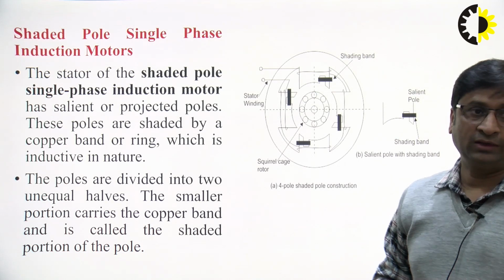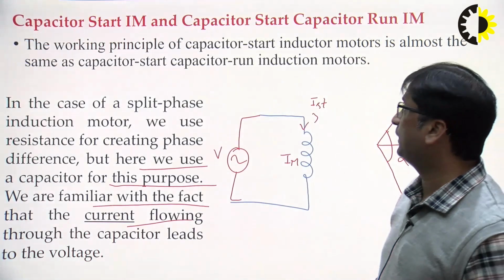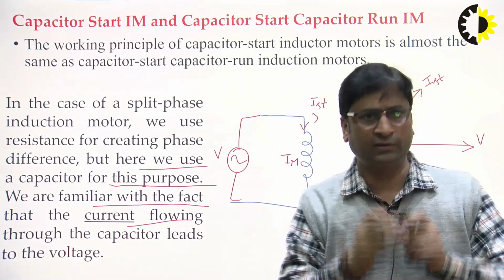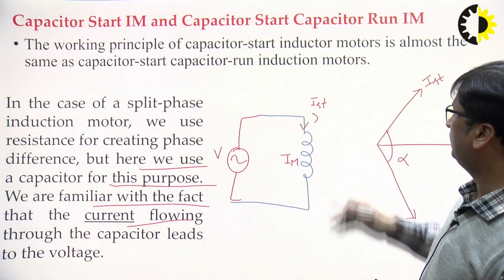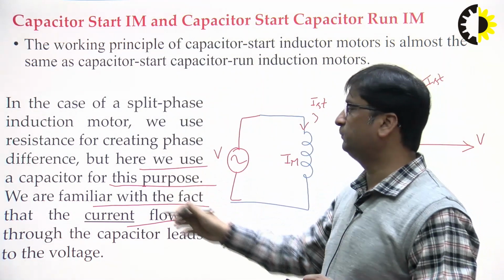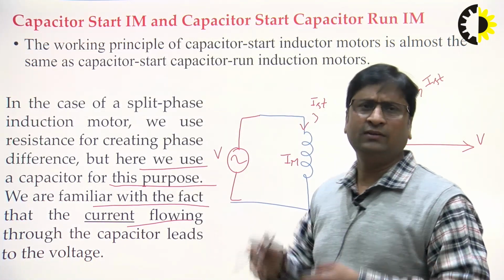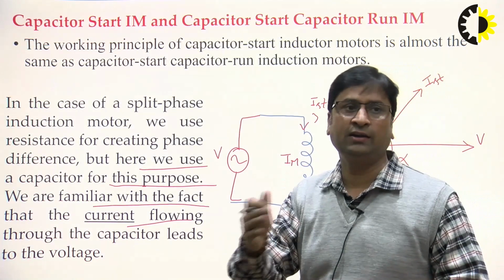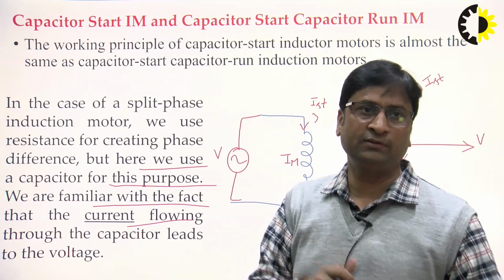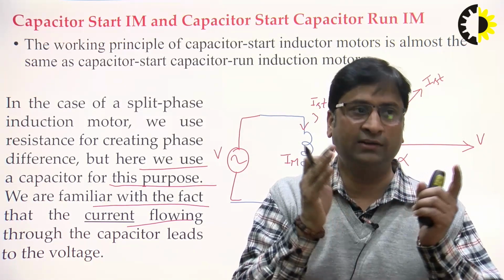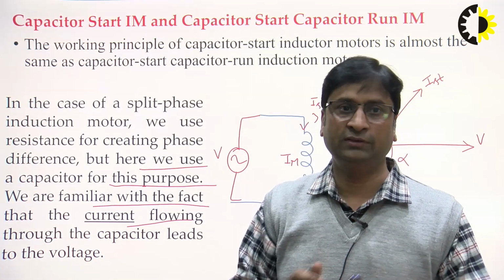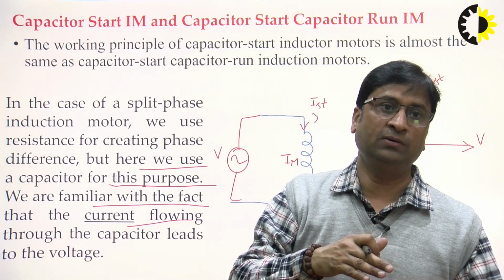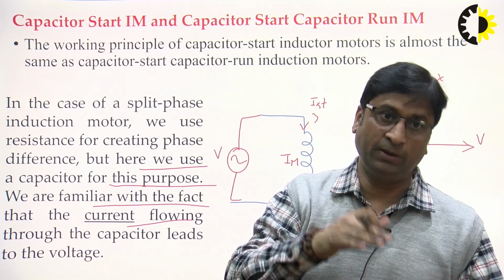Another method is capacitor start, capacitor run. The only difference is that in capacitor start, the capacitor is disconnected when the motor reaches a speed of 70 to 80%. That's why we call it the capacitor start induction motor. In the case of capacitor start, capacitor run, this capacitor is connected permanently, and because of this the capacitor also helps in keeping the power factor of this circuit better.